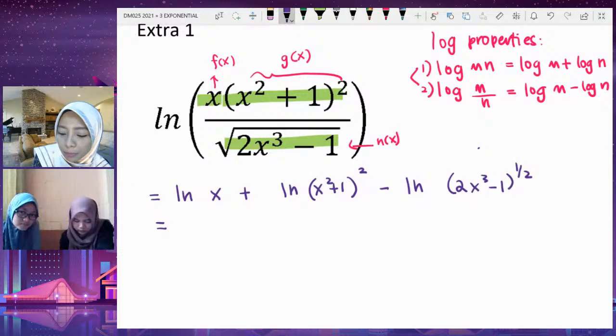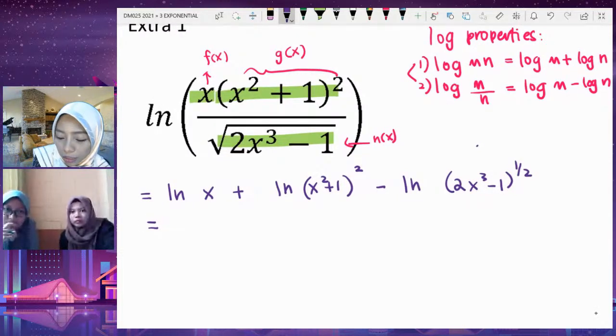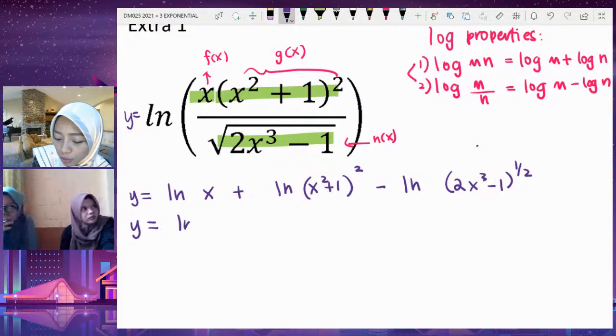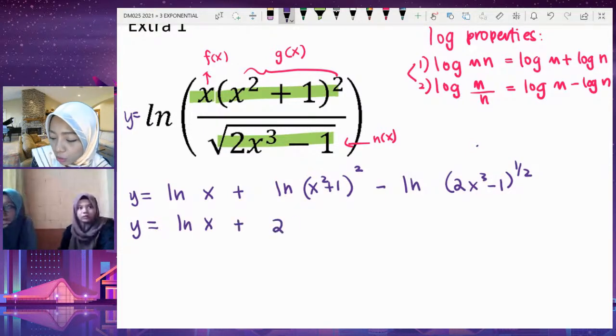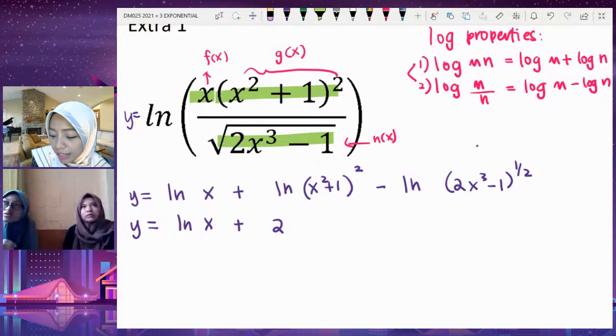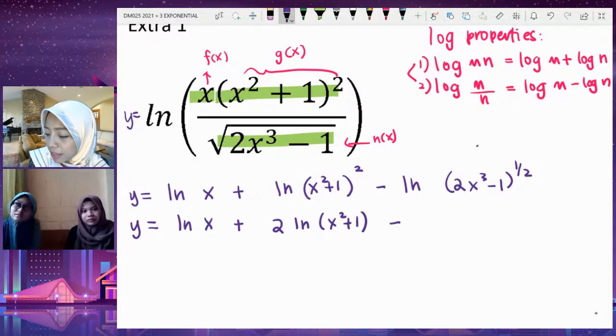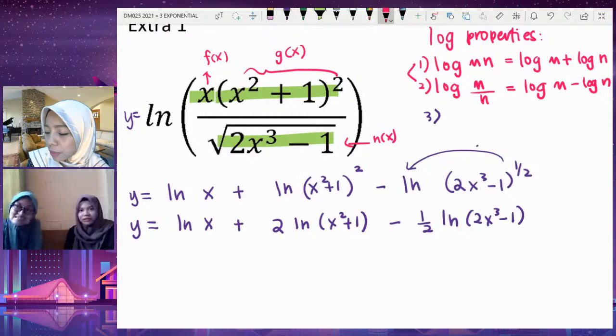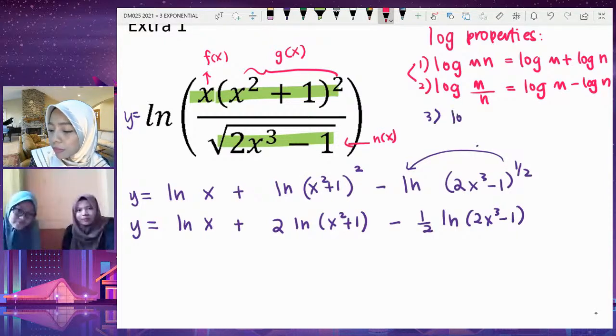Ini dekat depan ni apa? Y equals to kan? For example, kalau ini Y equals to, ini pun Y lah. Ini pun Y. Masih lagi Y. So, Y equals to ln x plus 2 ln. Okay, again, another properties. Minus 1 over 2 to the front. Okay, 1 over 2 ln 2x cube minus 1. So, another properties. Properties apa? Properties log.